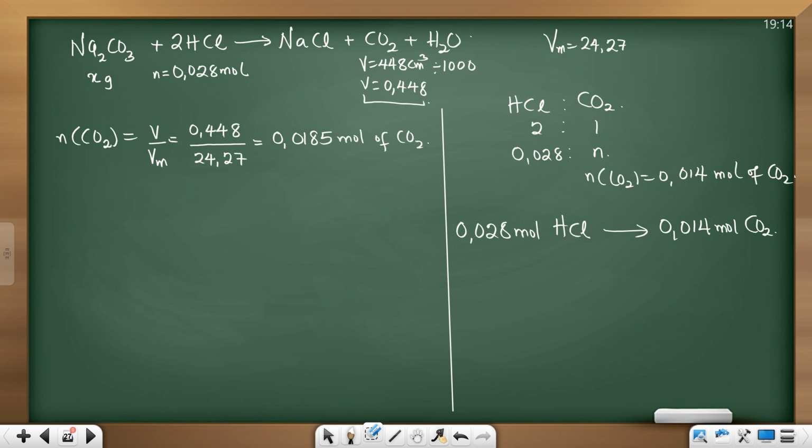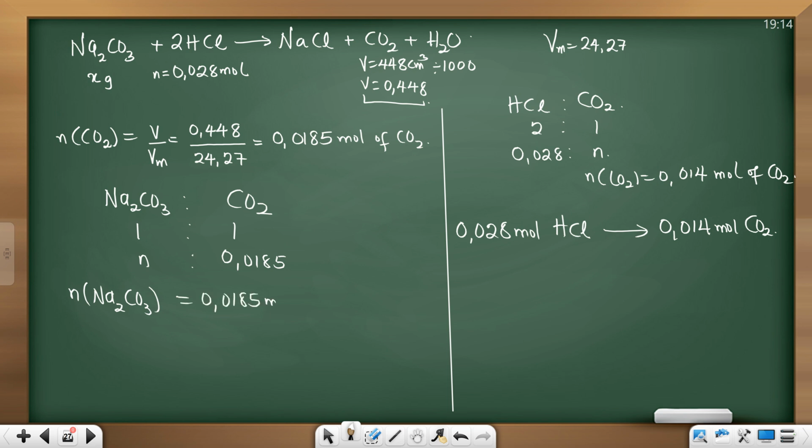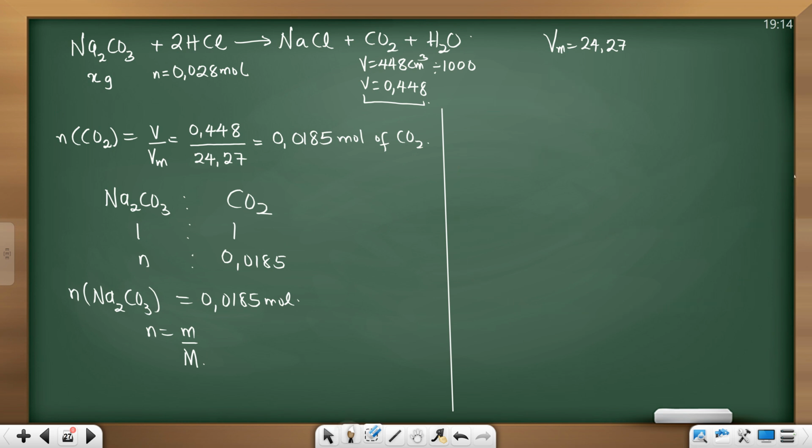Okay, beautiful. Now, Na2CO3 and what? CO2. What's the ratio? How many moles was produced? 0.0185. It means the number of moles of sodium carbonate also is what? 0.0185 moles by cross multiplication. But number of moles is mass over molar mass. Yes, so we are correct with that conclusion we made.